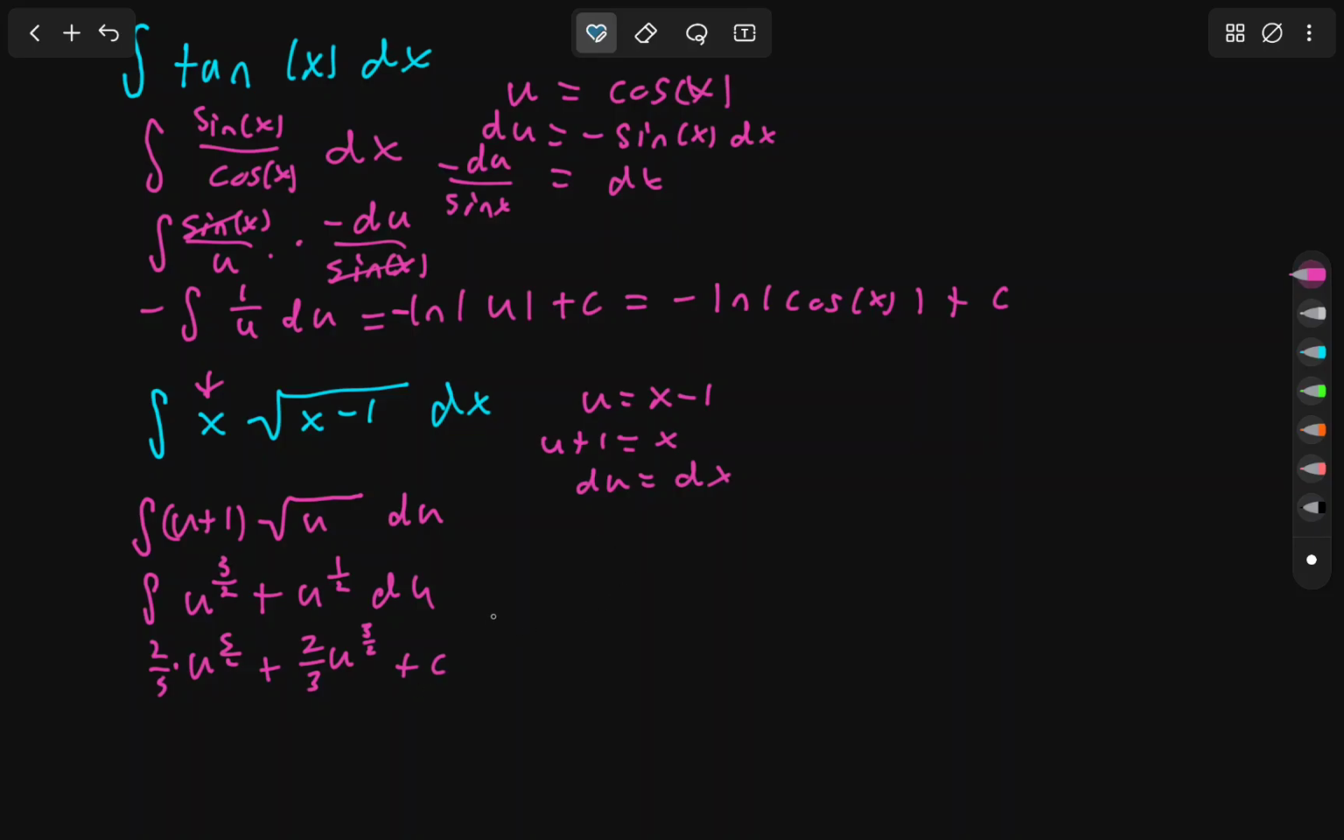But now you can't forget to sub in for u. So we get 2/5 of x minus 1 to the power of 5/2 plus 2/3 x minus 1 to the power of 3/2. And always remember the constant of integration c.